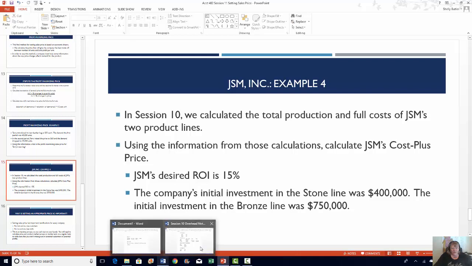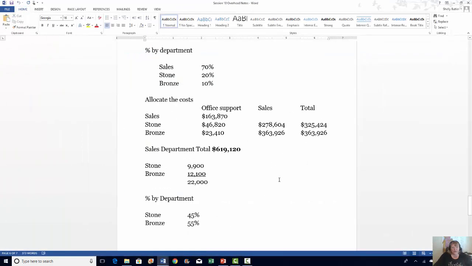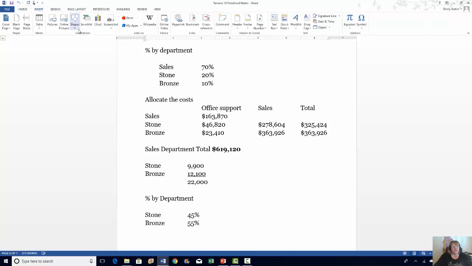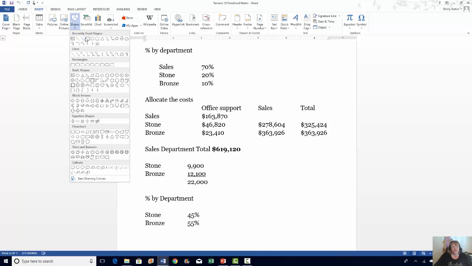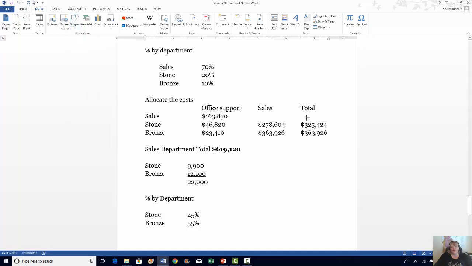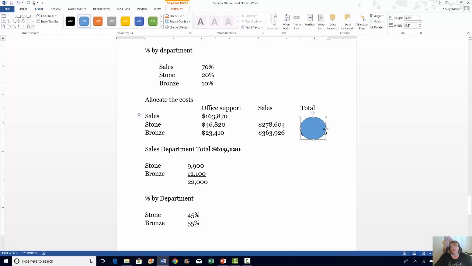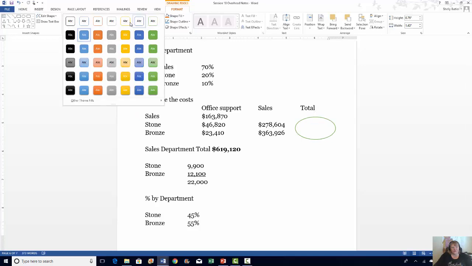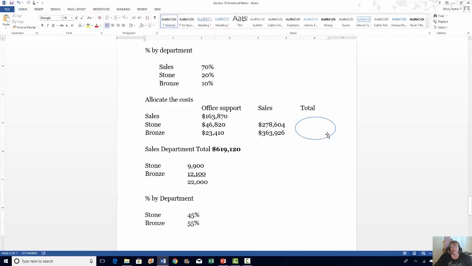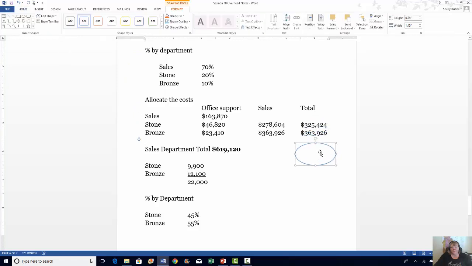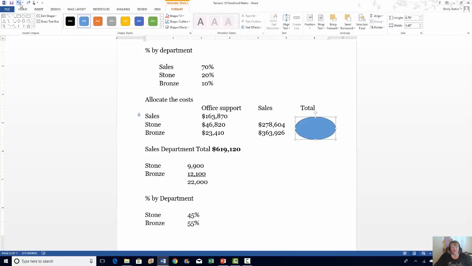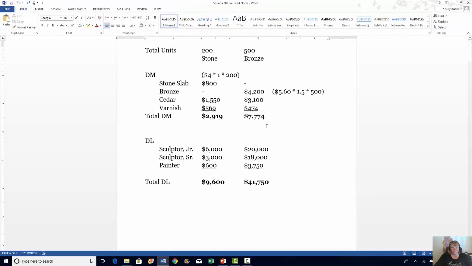So, I have brought up the sheet from yesterday, and we're going to be using, let's see here, can I insert a shape? We are going to use, no, we want it transparent. Okay. Oh, that just did not work. Okay. Take that off. Okay.